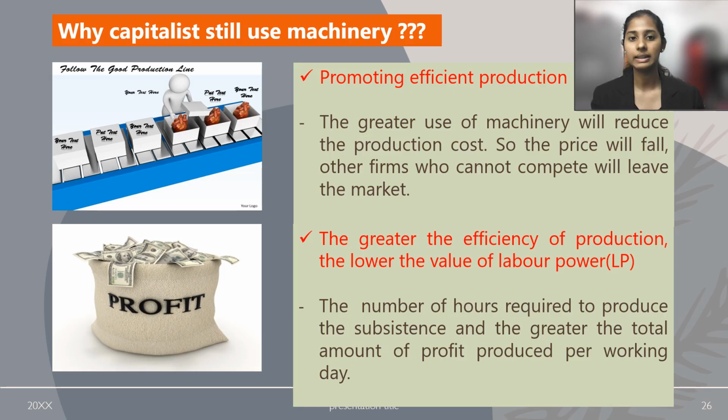Therefore, why do capitalists still use machinery? First one is to promote efficient production. The greater use of machinery will reduce the production cost, which will decrease the entire production cost. So the price will fall, and other firms who cannot compete will leave the market. Second one is the greater the efficiency of production, the lower the value of labor power, which is LP. The number of hours required to produce the substances is reduced, and the total amount of profit produced per working day is greater.